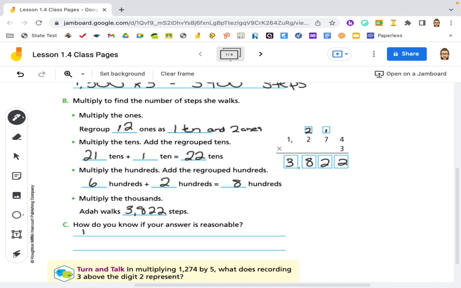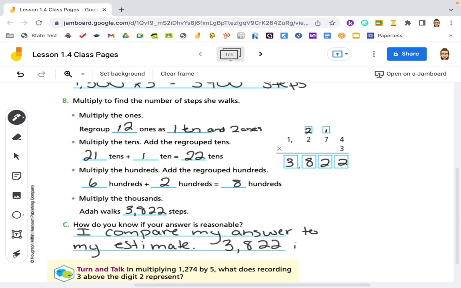Well, I compare my answer to my estimate. 3,822 is close to 3,900, so it is reasonable.